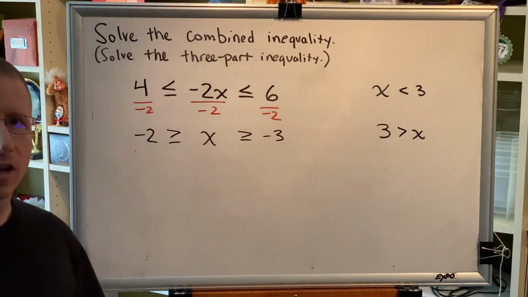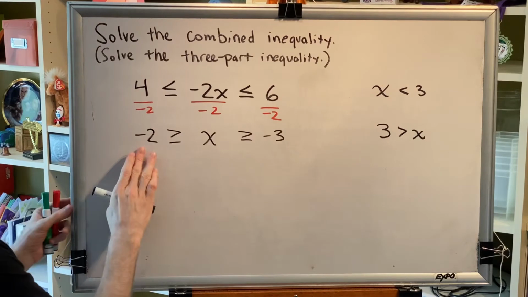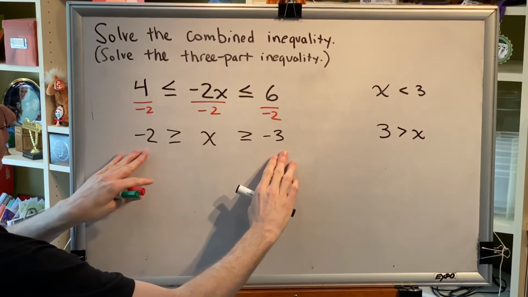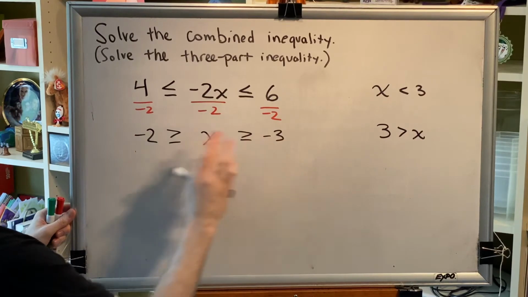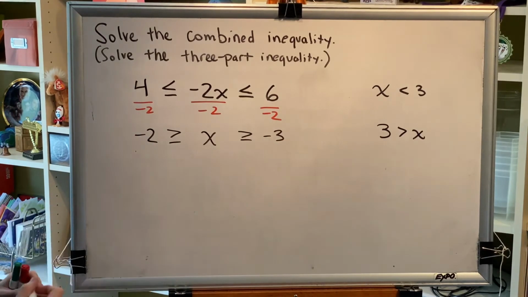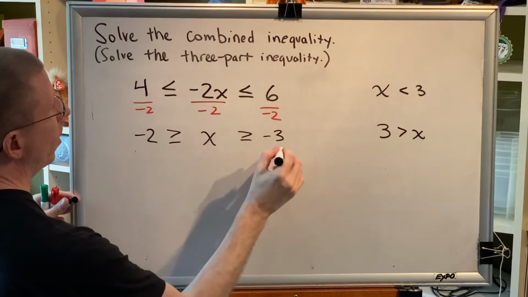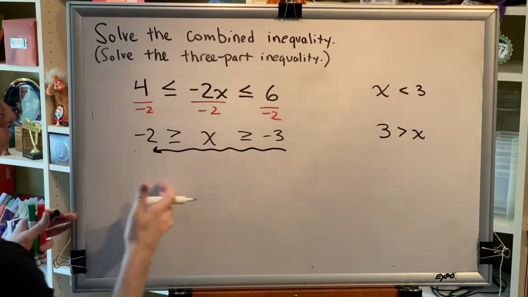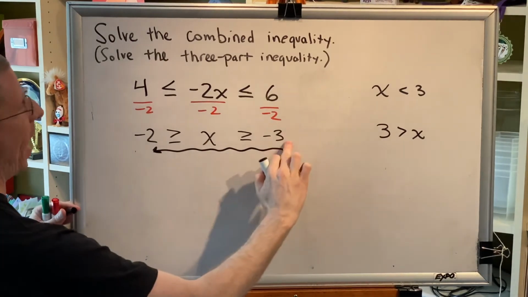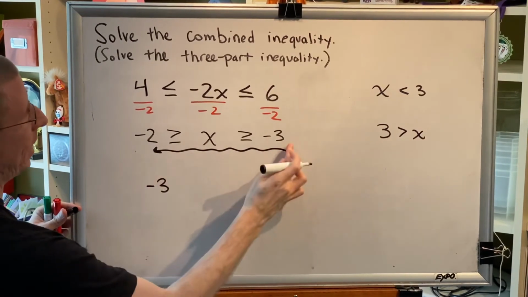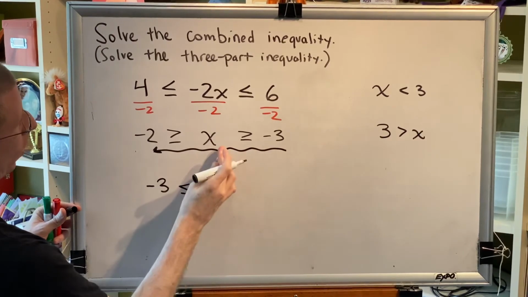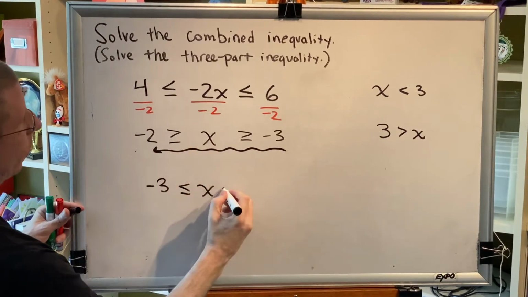Now, you can see our problem. We need the smallest number on the left and the largest number on the right. And right now what we have is backwards of that. Negative 3 is the smallest number. It belongs over here. So, we're going to read this three-part inequality from right to left, and as we read it out loud, we will write what we say. Negative 3 is less than or equal to x, which is less than or equal to negative 2.